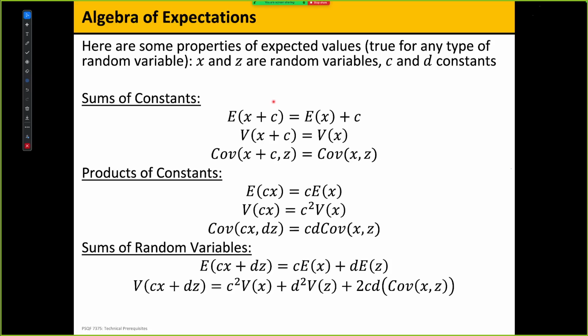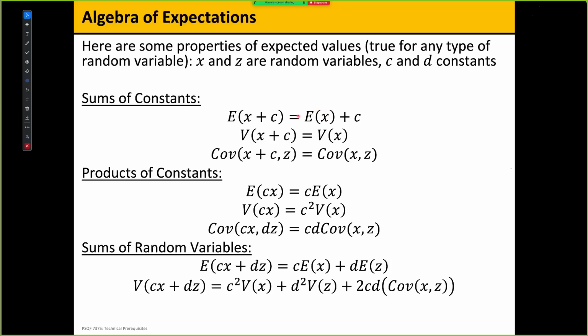Anyway, so here are some properties of expected values that we use a lot in statistics. So X and Z again are random variables, and C and D are constants. They don't vary, they're just terms, right? So if we wanted to add C to every value of X, so I'm rolling the die, 1, 2, 3, 4, 5, 6 are my values of X, and let's say I wanted to add 10 to it. What happens to the expected value?